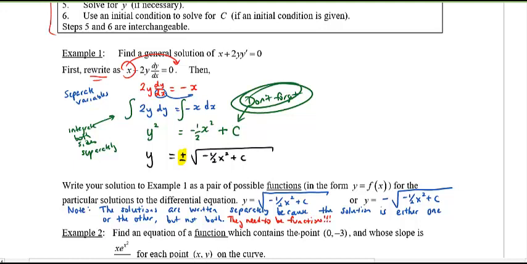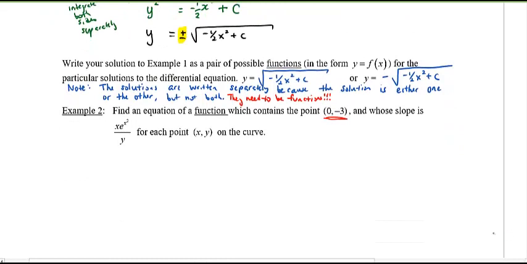Alright. Now, let's see how we could do example number 2 then. This one says find an equation of a function. Once again, a function. But this one gives me more information. It contains a particular point. It's like doing those previous questions where we had to find an initial condition and they gave it to you so you can plug it in and solve for C. That's what I want to do here.